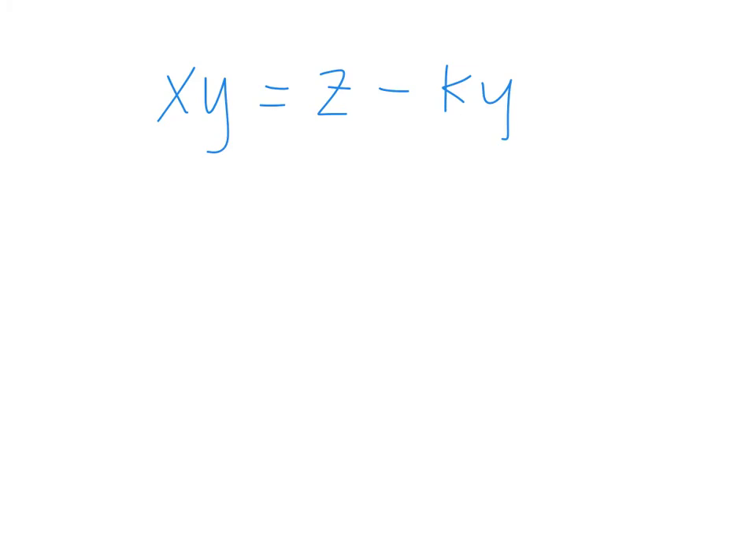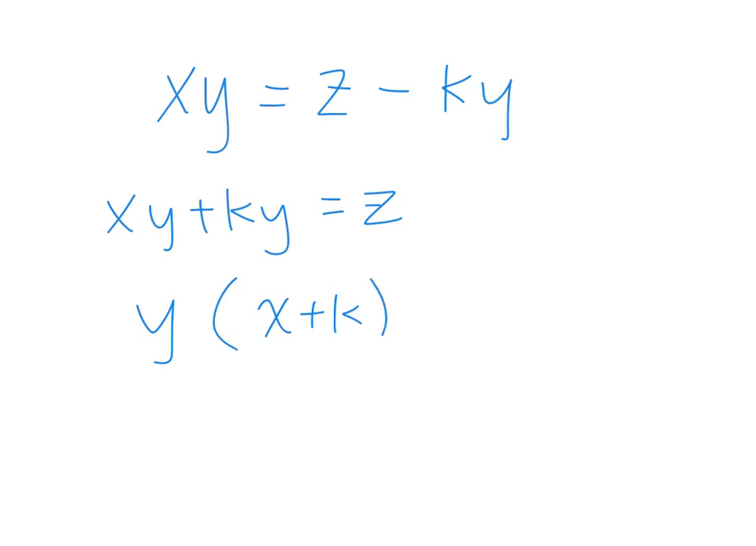For this one, I want to put all my y's on one side and then see what I can do from there. I want to move this minus ky to the other side by adding ky to each side. So I'm left with xy plus ky is equal to z, right? It canceled on the right side. Once I have this, I want to make y be by itself, so I can factor y out of these: y times (x plus k) is equal to z.